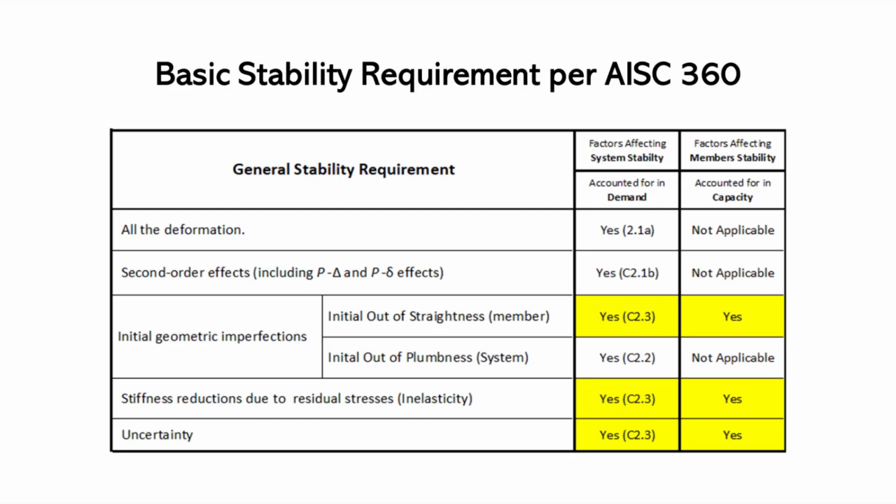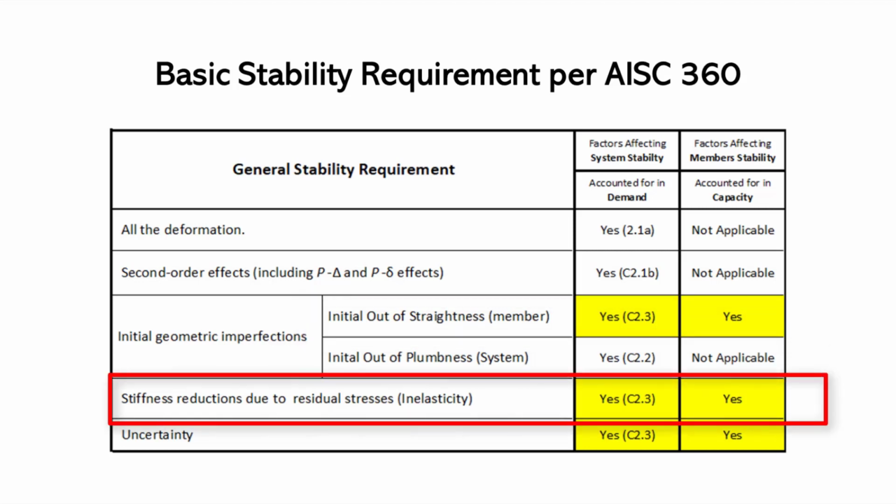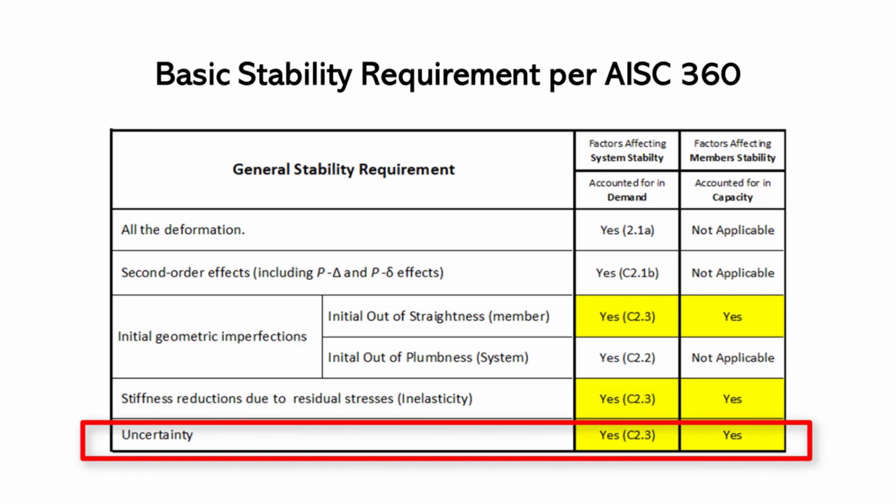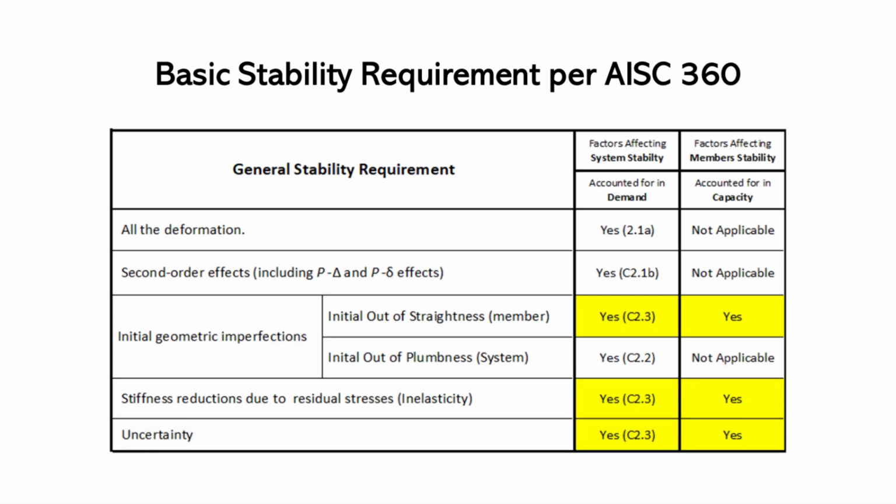So I have summarized them in a table for better understanding. Most of the concerns and the requirements are taken care of while determining the required strength, but just three factors affect the stiffness and the strength: first, member initial out of straightness; second, inelasticity due to the residual stress; and third, the uncertainty factor. These three factors impact both the member capacity and the structural response. So these concerns are taken care of while calculating both the member available strength and the required strength.